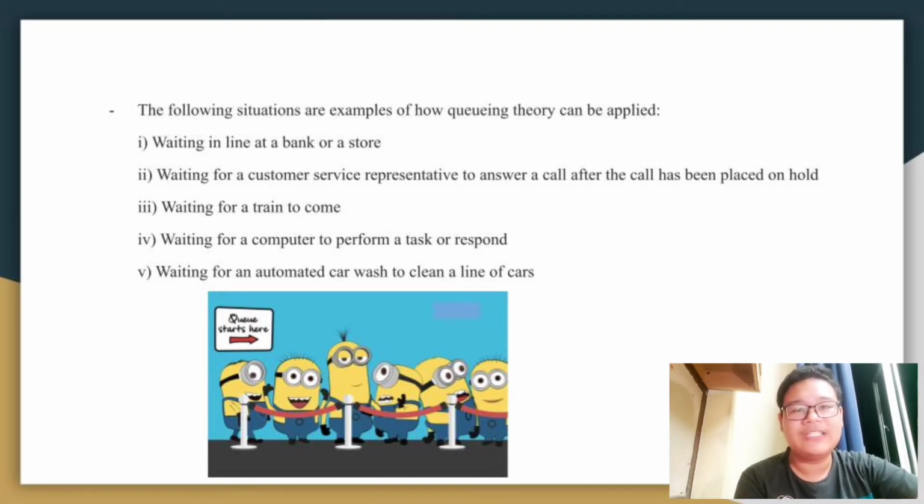Today is my presentation. As we can see here, the following situations are examples of how queuing theory can be applied. Number 1, waiting in line at a bank or a store. Number 2, waiting for a customer service representative to answer a call after the call has been placed on hold. Number 3, waiting for a train to come. Number 4, waiting for a computer to perform a task or respond. And the last one, number 5, waiting for an automated car wash to clean a line of cars.